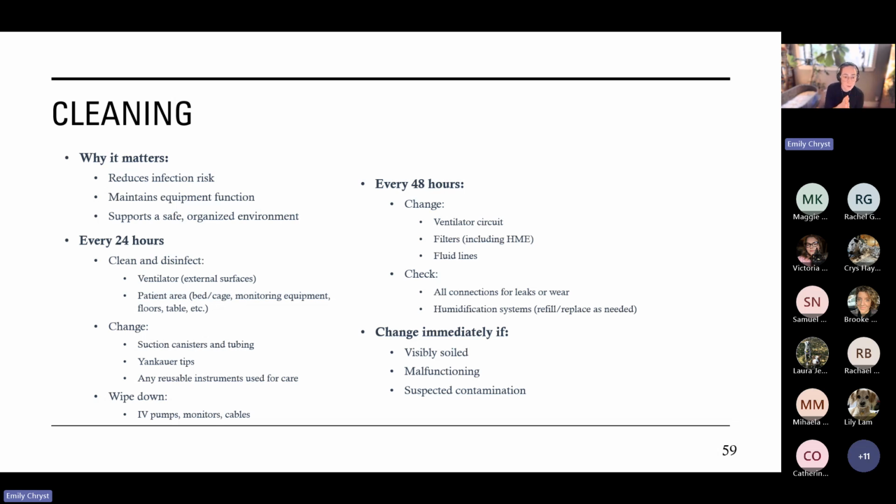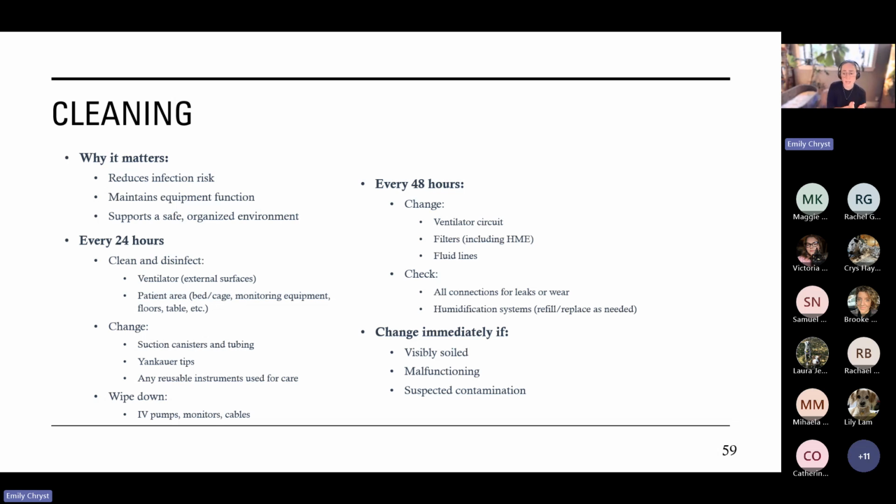And then every 48 hours, we want to make sure that we're changing the ventilator circuit, but also the fluid lines, including any CRI lines. This will reduce infection risk. Any sort of mixture of those drugs where precipitates might be starting to develop in those lines can be completely eliminated by doing this. And then we should also be changing filters. So our ventilator filters, but also our HME if we're using one. And then of course, if anything looks dirty or isn't working right, change it immediately, don't wait.